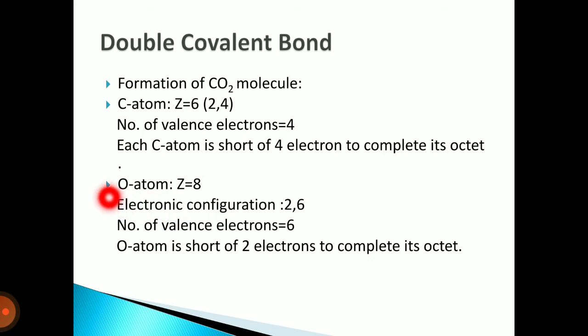We have the oxygen atom in the CO2 molecule with atomic number 8 and its configuration is 2, 6. The number of valence electrons in oxygen is 6. So oxygen is short of 2 electrons to complete its octet.